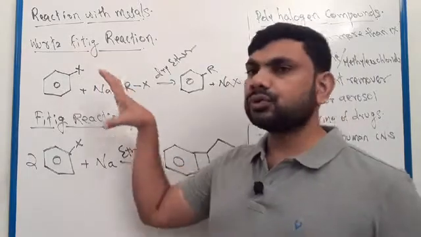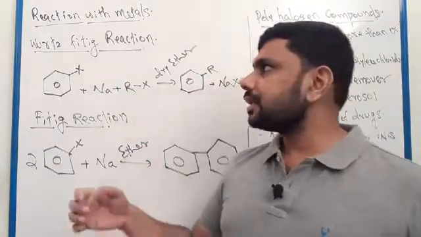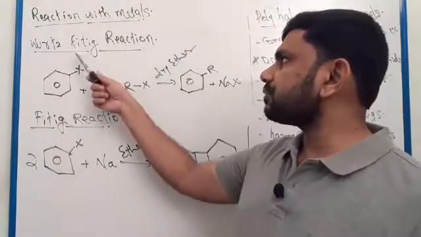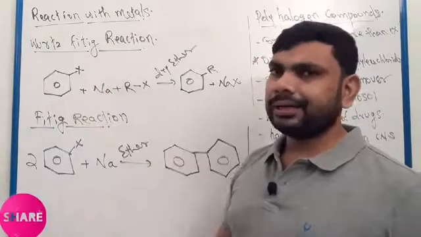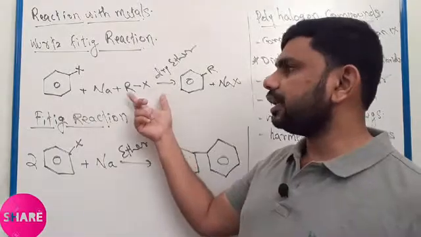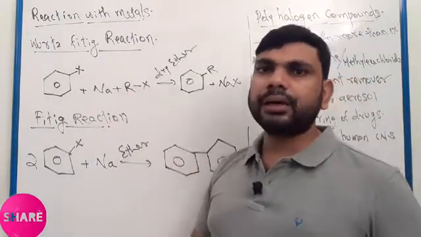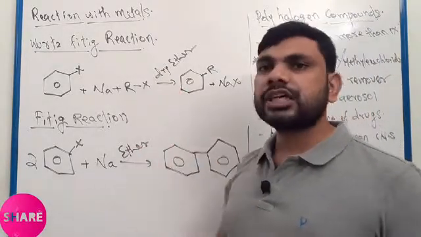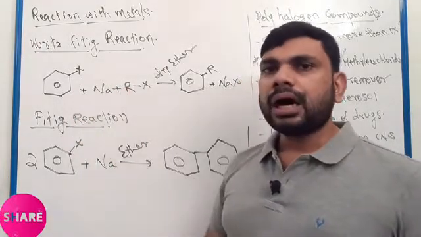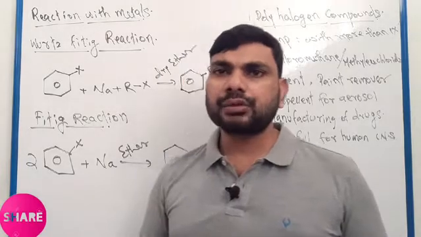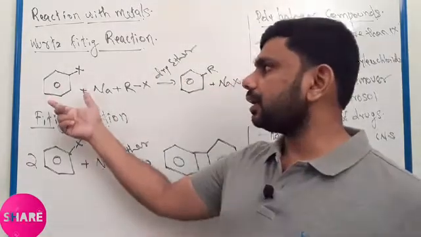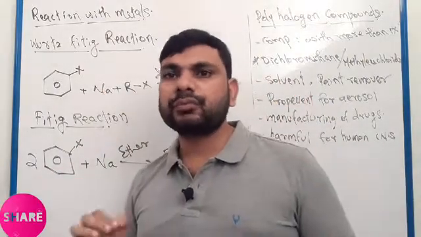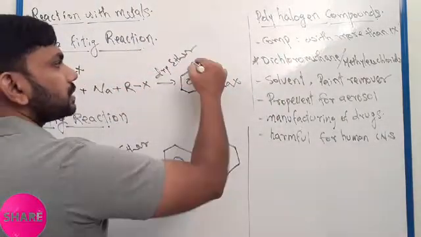Haloarenes react with metals. We have to discuss two reactions here: the Wurtz-Fittig reaction and the Fittig reaction. Both are almost similar. The Wurtz-Fittig reaction means an aryl halide reacts with an alkyl halide in the presence of sodium. It forms a hydrocarbon and sodium halide. All these reactions take place in the presence of dry ether. Aryl halide, alkyl halide and sodium all react together in dry ether, producing a hydrocarbon.